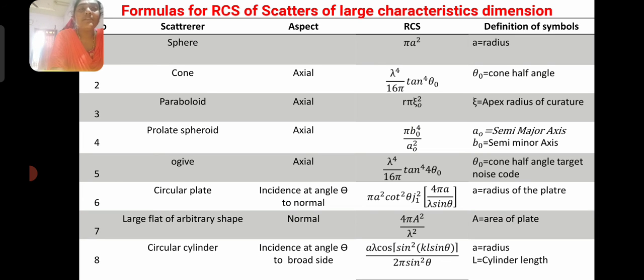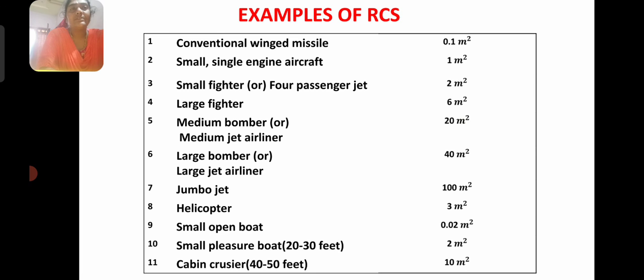According to the shape, the characteristic dimensions are given. Here the dimensions may be a and theta, or L. So according to the shape, where the radiation is going to be incident and from which aspect angle we view it, we are going to find the characteristic dimensions.